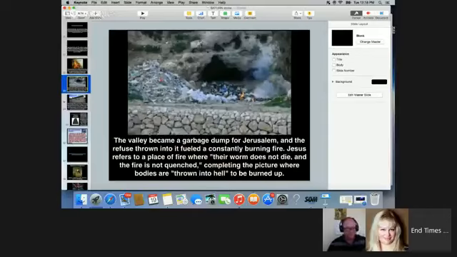Wow. So the valley became a garbage dump for Jerusalem, and the refuse thrown into fuel and constantly burning fire. Jesus refers to a place of fire where the worm does not die and the fire is not quenched, completing the picture where bodies are thrown into hell to be burned up. And so this place around the temple is what it is not now, but was a trash dump.